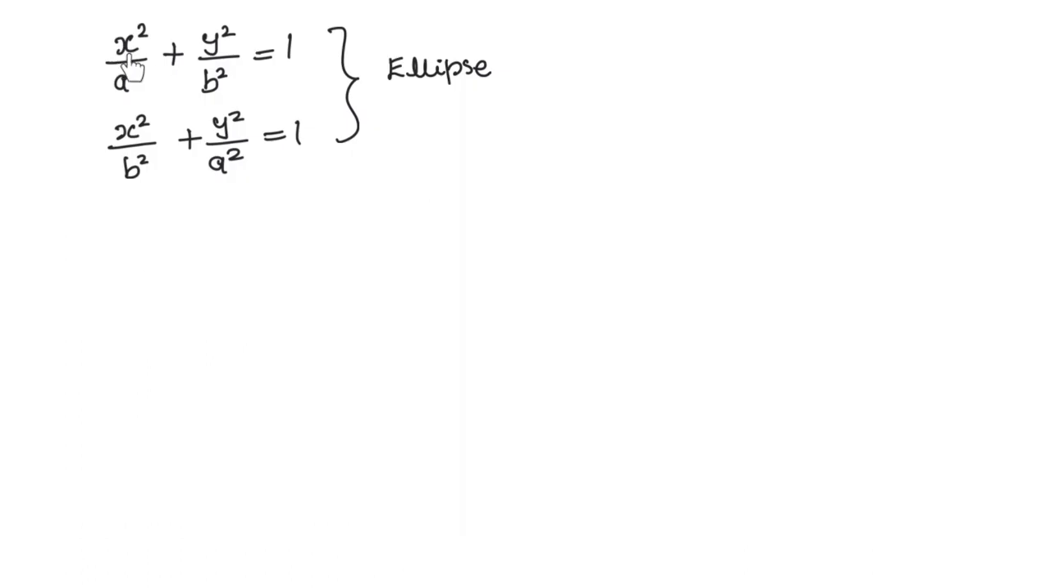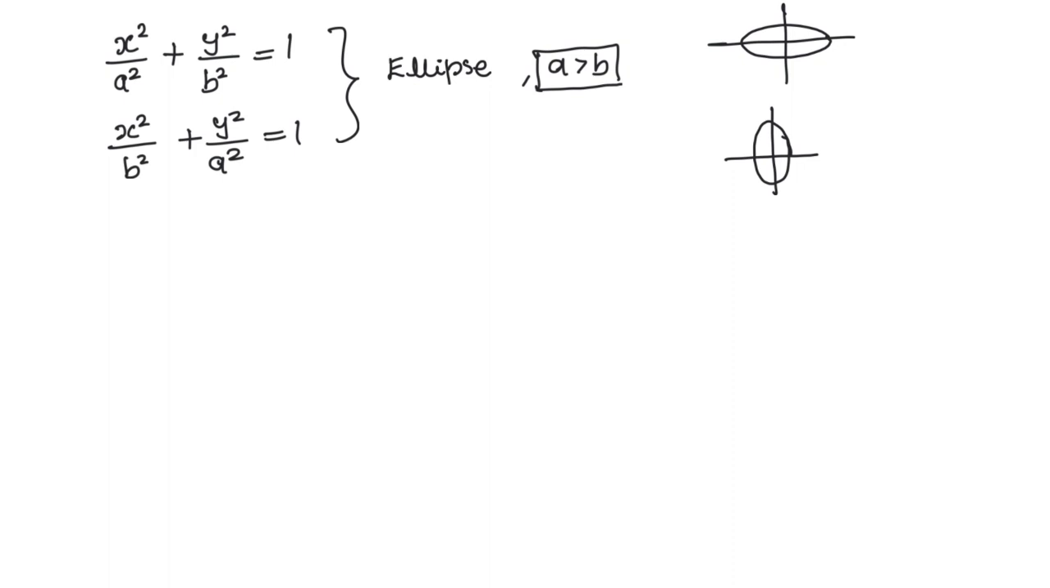Both x and y terms will be squared in the standard form of the equation of an ellipse. And here a is always bigger than b. Look at the difference between these two equations. Here a is below x, here a is below y. If a is below x, then the major axis will be the x-axis. And if a is below y, you can see the major axis is the y-axis.